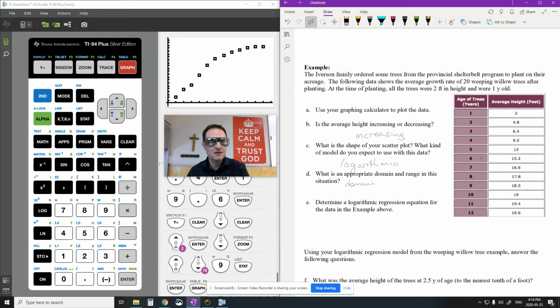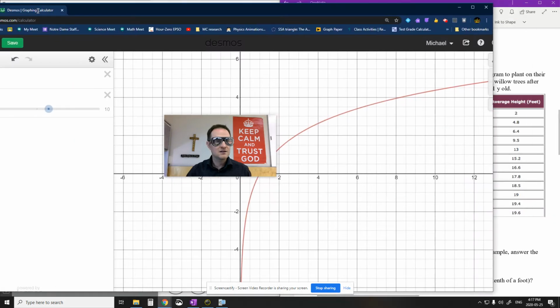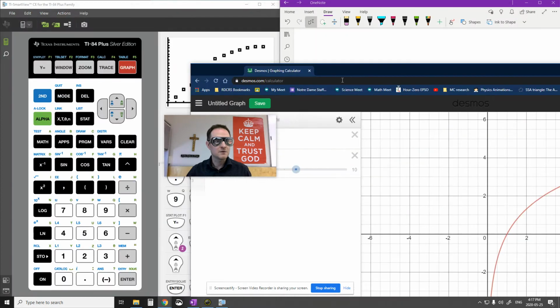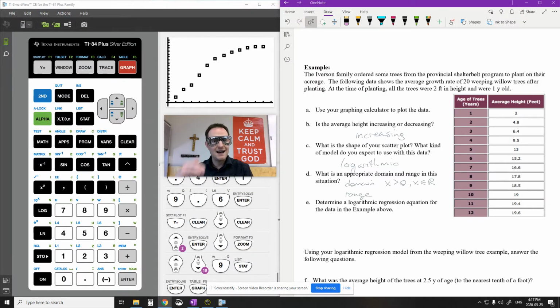We don't have a label for that, but let's just call it x for now. It's got to be greater than 0, right? Can't be a negative age of tree. It doesn't make any sense. But my range is not going to be y ∈ ℝ like I expected it would be. Like that graph is a y ∈ ℝ graph, like y is an element of all the real numbers. But it wouldn't make sense to have a negative height. So my height has to be greater than 0 for this to be true.